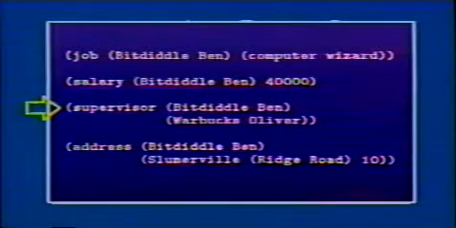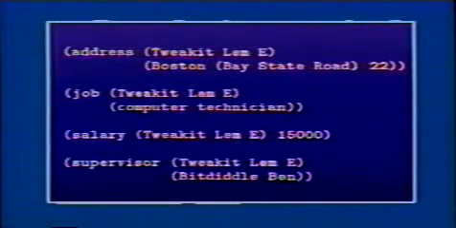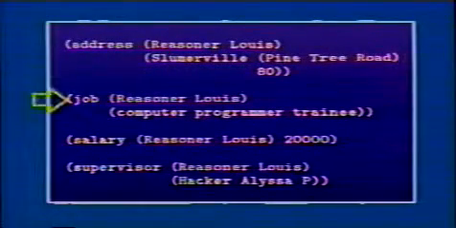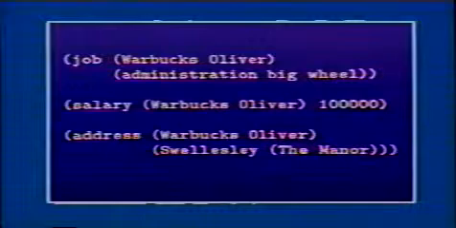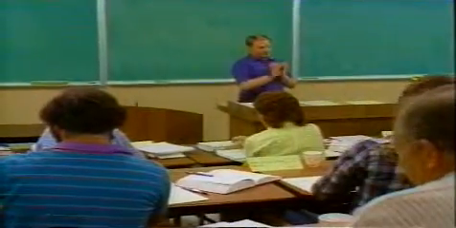His supervisor is Oliver Warbucks, and here's his address. So the format is we're giving this information: job, salary, supervisor, address. And there are some other conventions. Computer here means that Ben works in the computer division, and his position in the computer division is wizard. Here's somebody else. Alyssa P. Hacker is a computer programmer, and she works for Ben, and she lives in Cambridge. And there's another programmer who works for Ben. And there's a programmer trainee, who's Louis Reisner, and he works for Alyssa. And the big wheel of the company doesn't work for anybody. That's Oliver Warbucks. Anyway, what we're going to do is ask questions about that little world. And that'll be a sample world that we're going to do logic in.